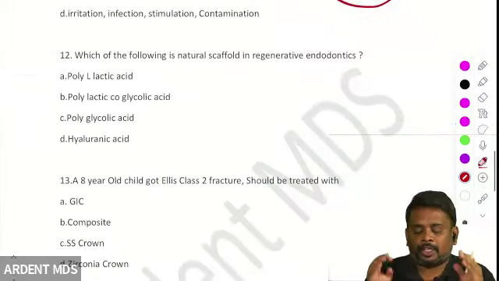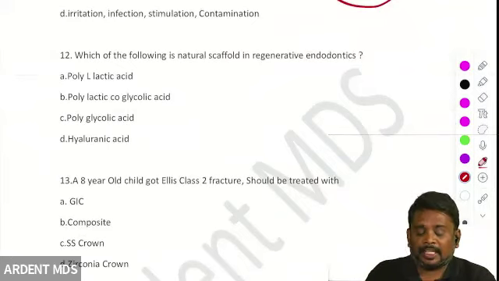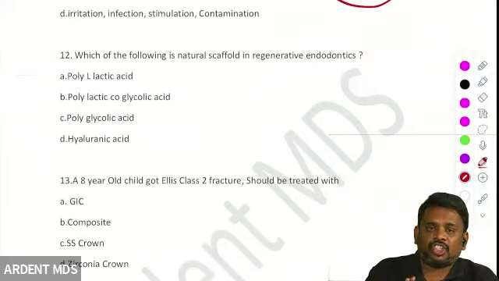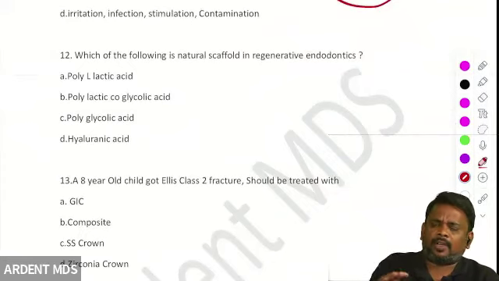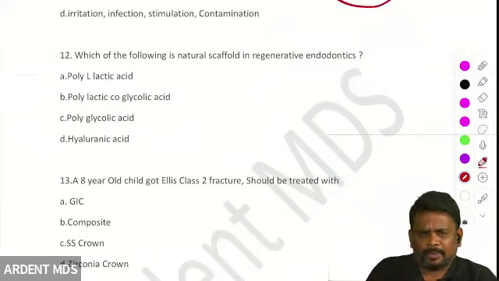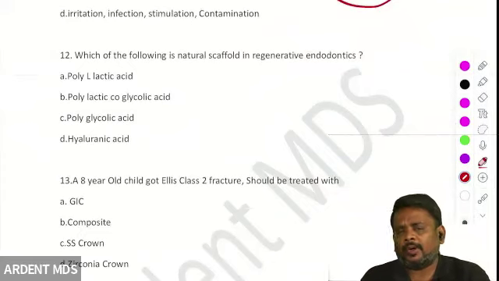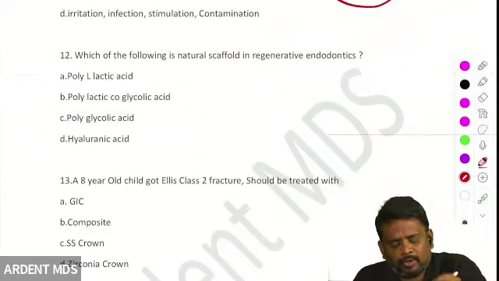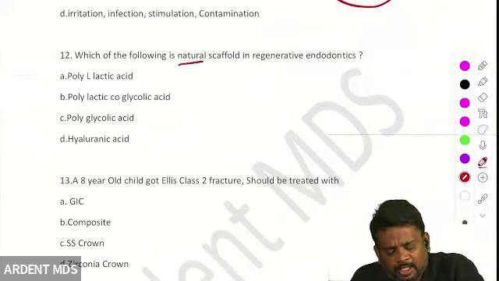Right. So coming to question number 12. Which of the following is the natural scaffold in regenerative endodontics? Regenerative endodontics is a topic which has been commonly asked for the last few years. The scaffolds used in regenerative endodontics are of two types. One is the natural scaffold, as asked in this question. The other one is called the synthetic.